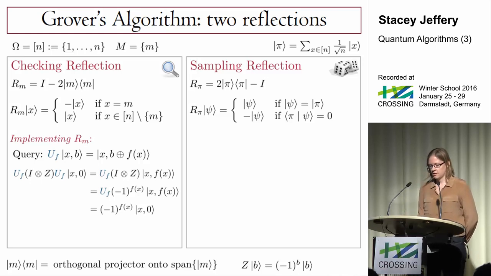Okay, so this has had the effect of applying r sub m to the first register and leaving the second register unchanged. So using a second ancillary register initialized to 0, we can implement the reflection r sub m. Is that clear? Or any questions?